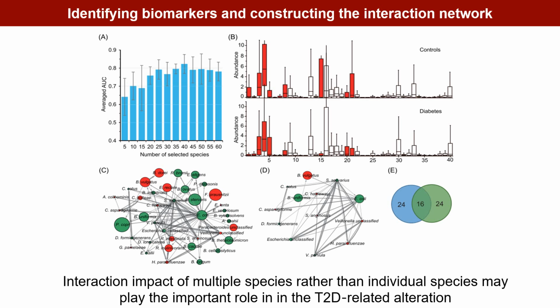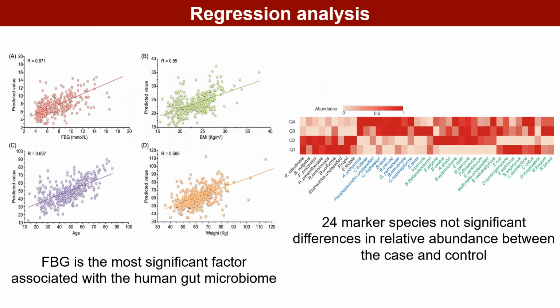We did the regression analysis on several potential causative factors of T2D, and found that FBG is the most significant factor associated with the human gut microbiome represented by our selected microbial markers. To explore how our marker species covary with the dynamic change of FBG in the development of T2D, we plotted the heat map of mean relative abundances of the marker species at 4 intervals of FBG.